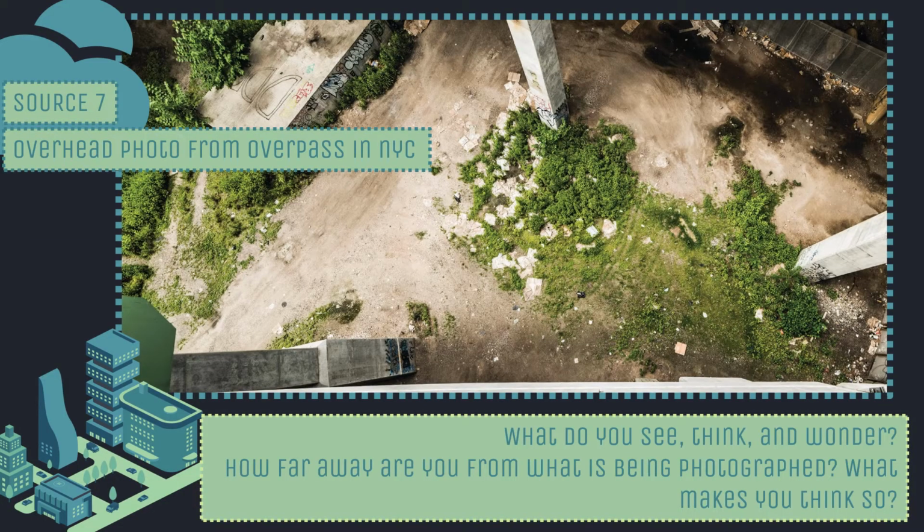Source 7 is an overhead photo from an overpass in New York City. You have the same questions. So what do you see, think, and wonder about this photo? How far away do you think you are from what's being photographed? And what makes you think that? So again, take a moment, pause the video, and jot down some notes for source 7.